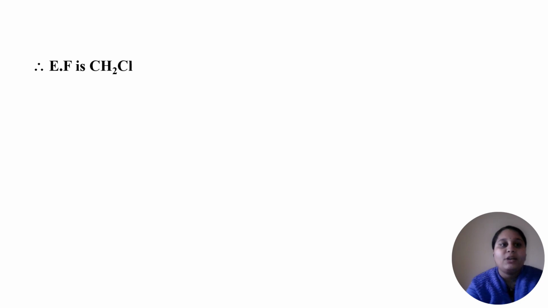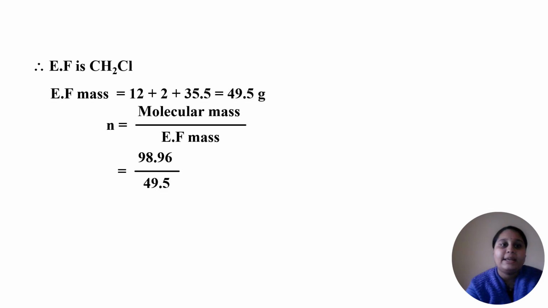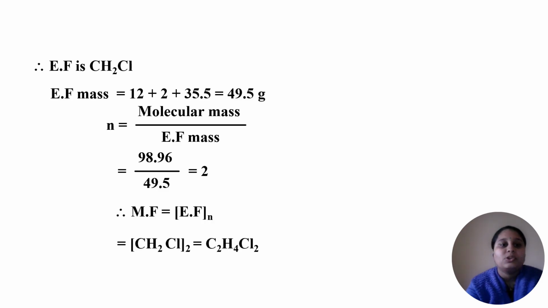The empirical formula mass of CH2Cl is 12 plus 2 plus 35.5, which gives 49.5. So n is the molecular formula mass divided by the empirical formula mass, 98.96 by 49.5, that is 2. If you multiply the empirical formula by the n value, you get the compound formula as C2H4Cl2.